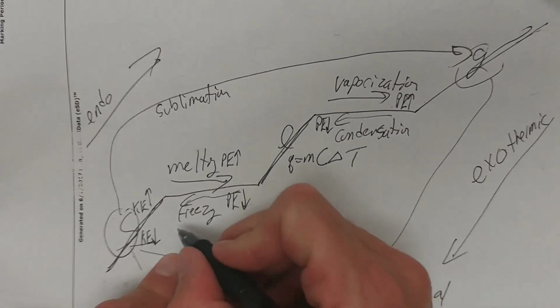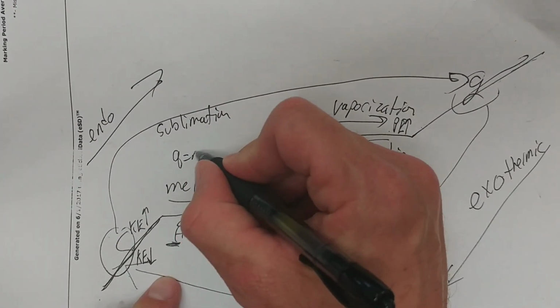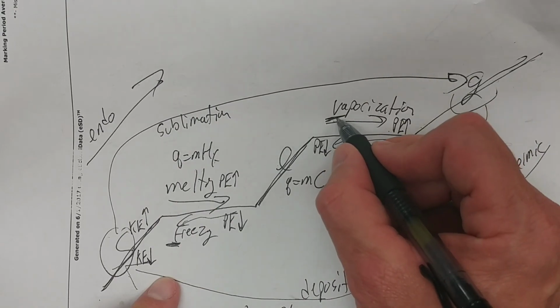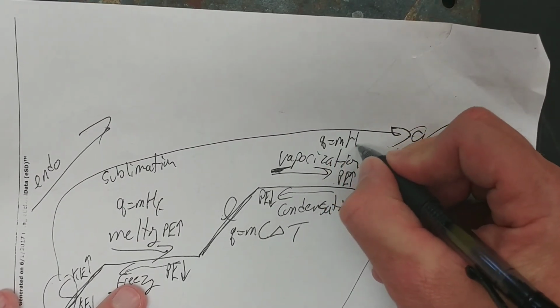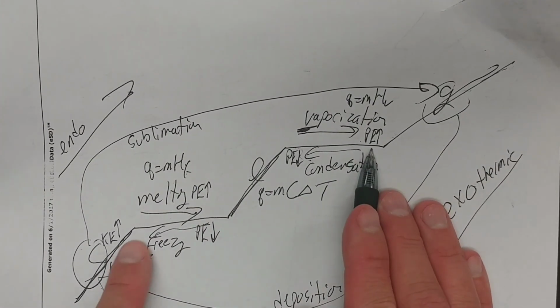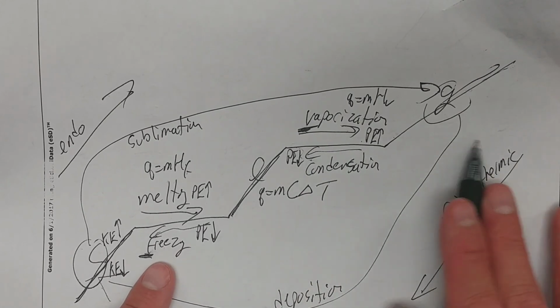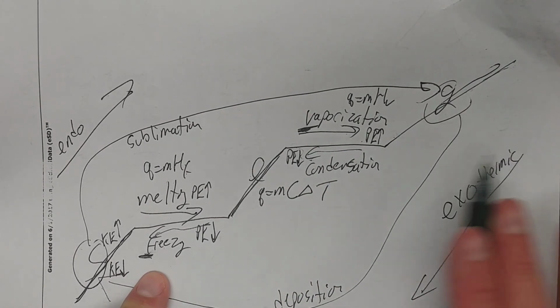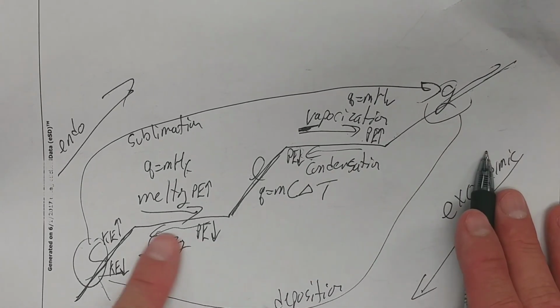Melting, freezing: Q equals m Hf. Vaporization: Q equals m Hv. This line should be, for water, 7 times longer than this line because the heat of vaporization is about 7 times larger than the heat of fusion.